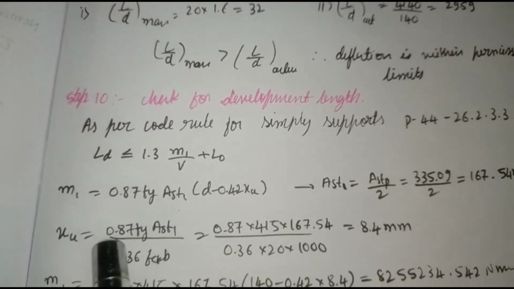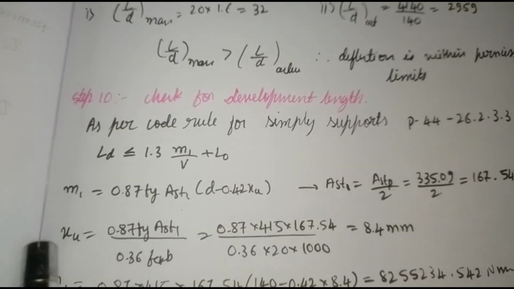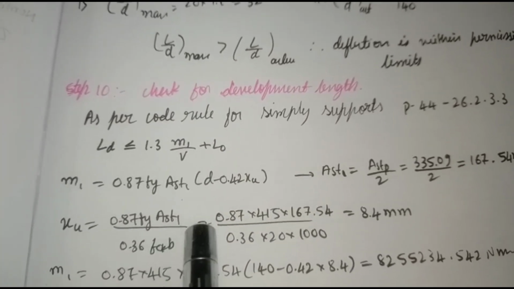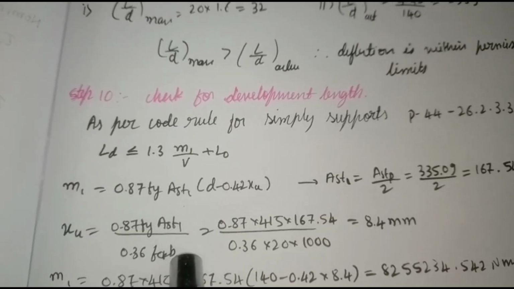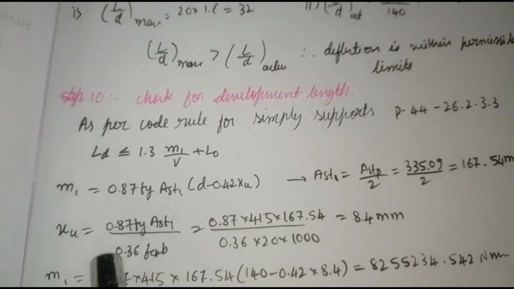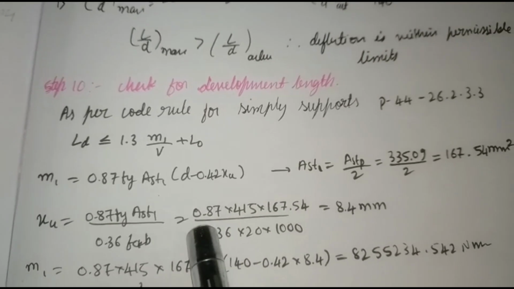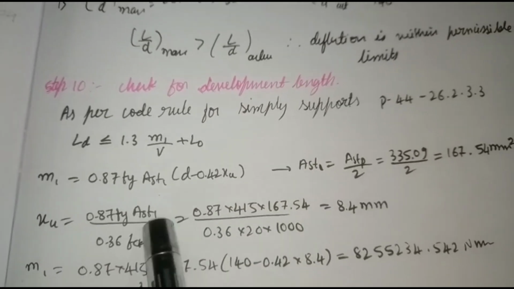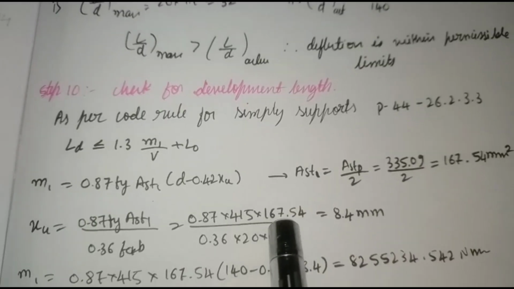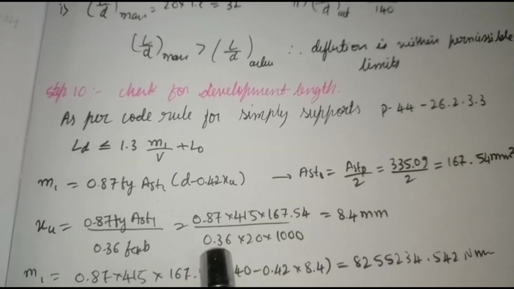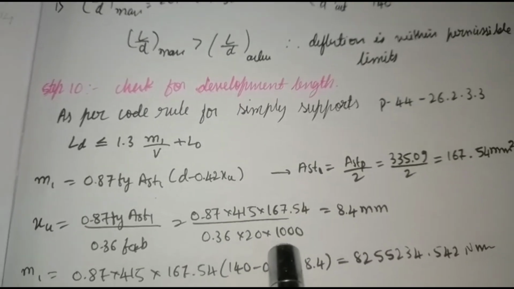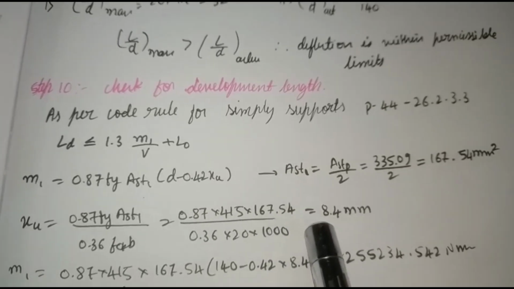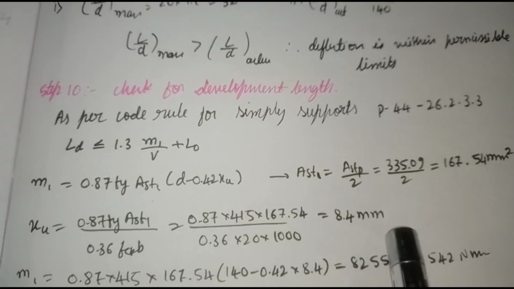Now xu is unknown. For that we have the formula xu is equal to 0.87 Fy AST1 divided by 0.36 fck into b. This formula is given in the code book. So substitute all the values: 0.87 into Fy is 415, AST1 we got was 167.54, divided by 0.36 into fck is 20, b is 1000. After simplifying, the answer will be 8.4 mm.